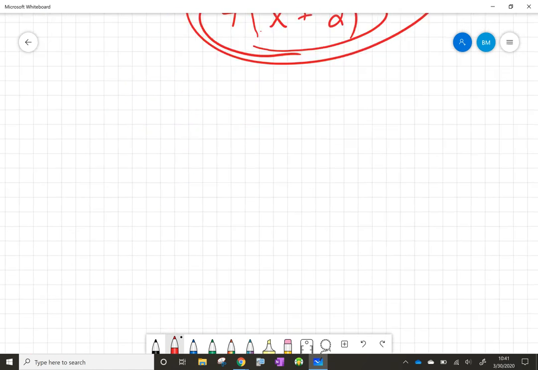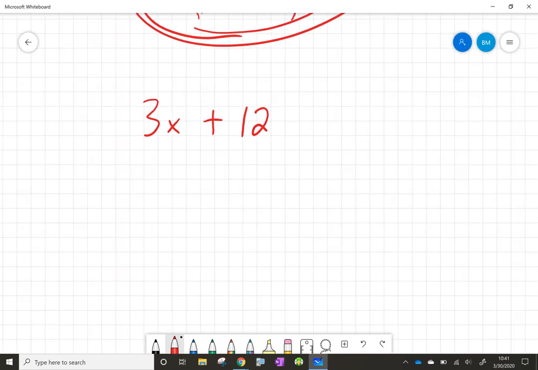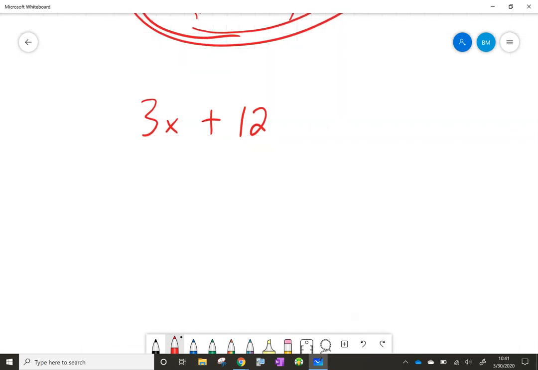Let's practice just one more real quick. I know it's dragging on a little bit, but I just want to make sure you guys are clear on how to work everything out. Let's try to factor out 3x plus 12. And let's try to do this with the advanced approach, okay?